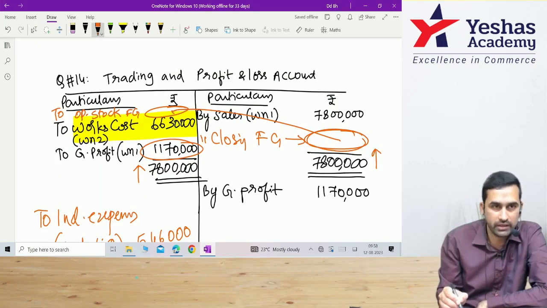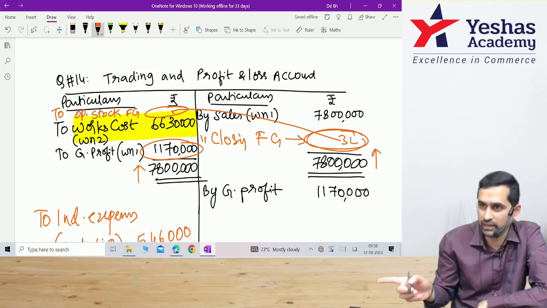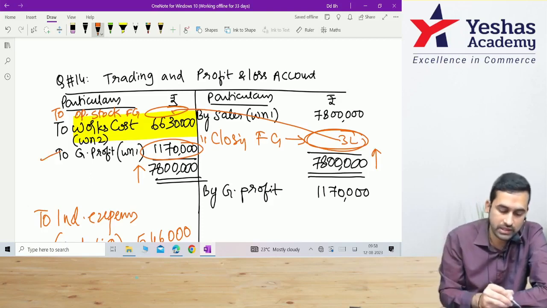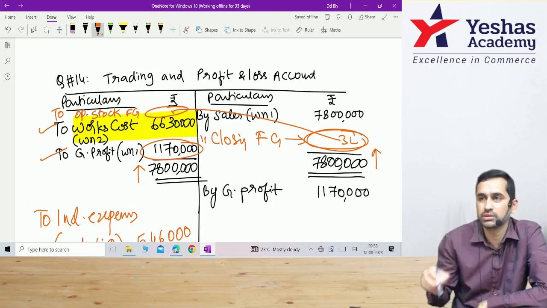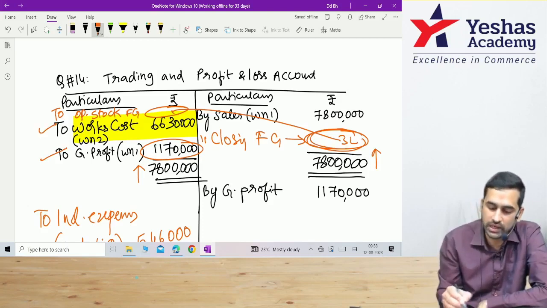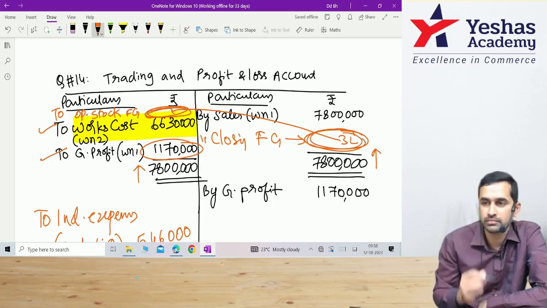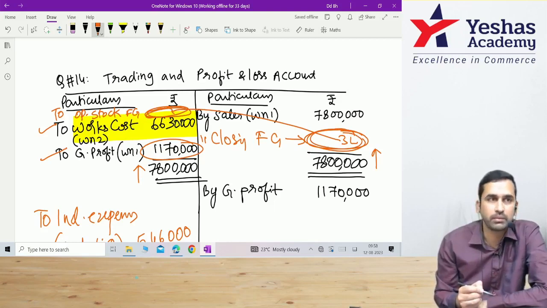I'll have to write it here. Say some 3 lakh and odd was FG number. This 78 lakh will go up by another 3 lakh. Then this side GP is already filled. Works cost is already filled. I'll have to then assume that this was opening stock of FG and write the same number once again. Will not serve any purpose.